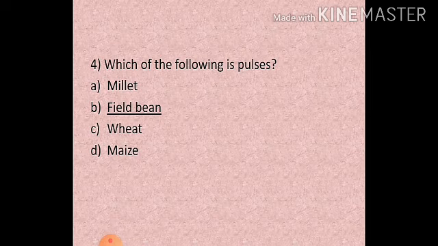And field bean is a pulse because it can be broken into two equal halves. It can be divided into two equal halves. But millet, wheat and rice, these seeds cannot be broken into equal parts, but they will be broken into small pieces or maybe powder, right? So our answer is B, field bean.